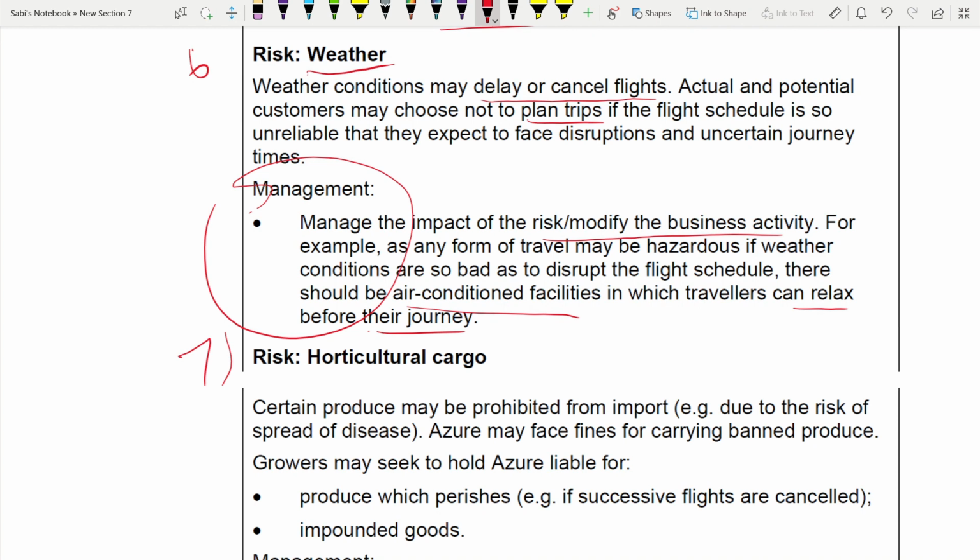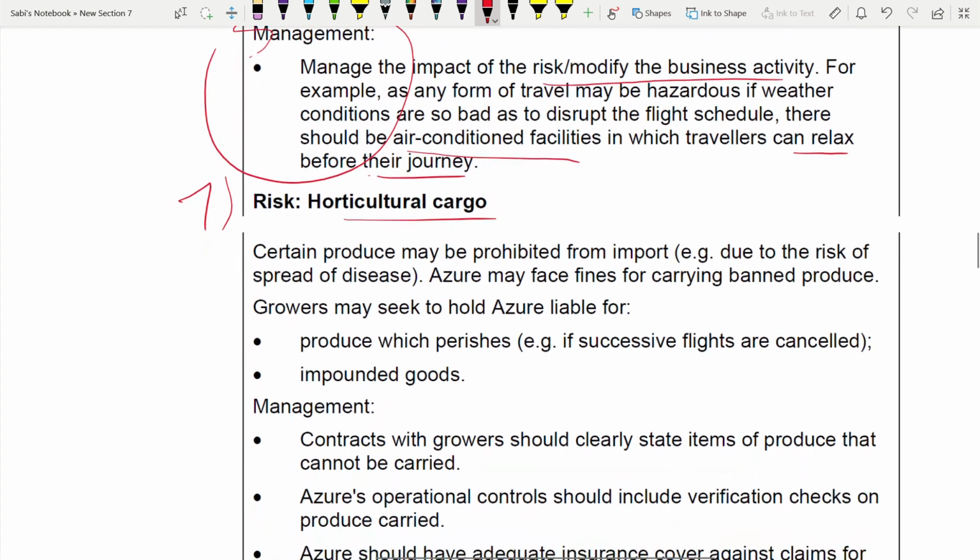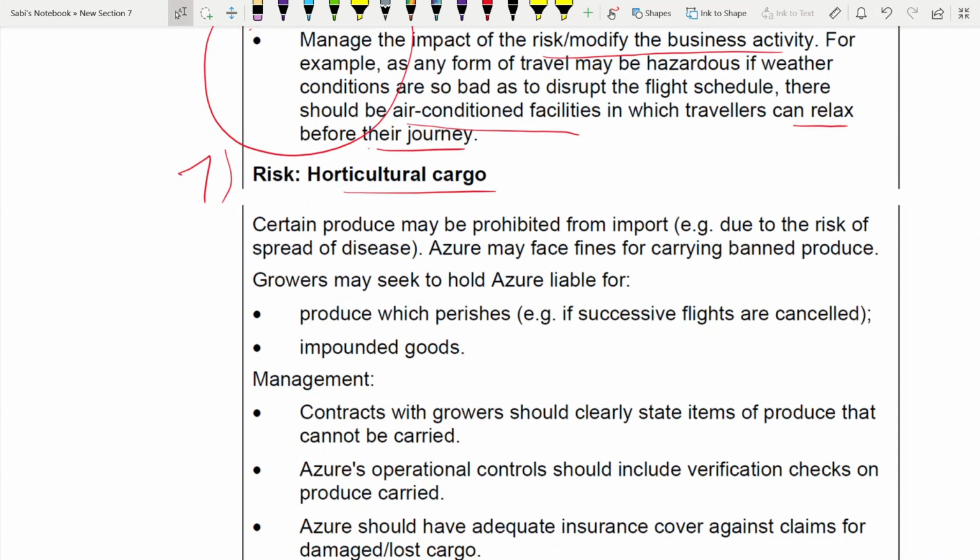Seventh is horticultural cargo. We went through this, right? While we were reading, where they have cocoa and all those things. That means they're taking perishable items in the flight. So certain foods are prohibited from import. You cannot prohibit because it will spread the risk. And you might have to face fines also for carrying banned produce. So what should the growers do? They can hold them liable for any produce which perishes and impounded goods.